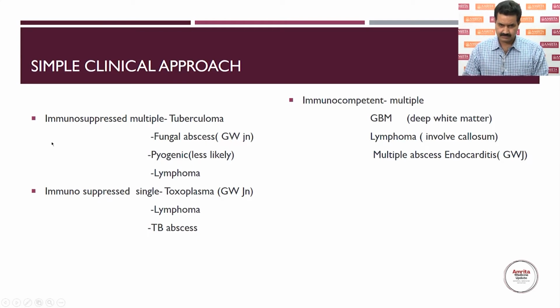One thing is there, in immunocompromised or immunocompetent patients, those things which are spreading to the brain through the systemic circulation would be more common in the gray-white junction rather than in the cortex or very deep. So if the patient is having multiple ring enhancing lesions, it could be tuberculoma, fungal abscess, pyogenic abscess, because usually pyogenic abscess will be single, but there could be daughter abscess, and lymphoma. So in an immunosuppressed patient with a single lesion, we have to first consider toxoplasma, and then only we will consider other differentials, lymphoma and tuberculous abscess. If there is an immunocompetent patient, a deep white matter ring enhancing lesion should be glioblastoma multiforme.